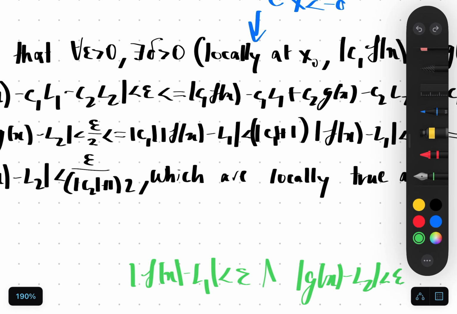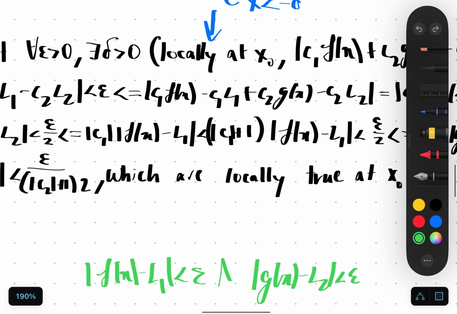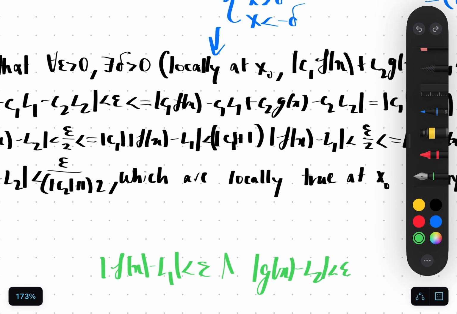So the efficient option in this case is just to say the absolute value of C1 times the absolute value of f of x minus L1 is less than the absolute value of C1 plus 1 times the absolute value of f of x minus L1. The reason we're doing this is because this is always greater than or equal to 1, so it's always greater than 0, so it cannot be equal to 0. We could use 2, we could use 3, really any number greater than 0 works.